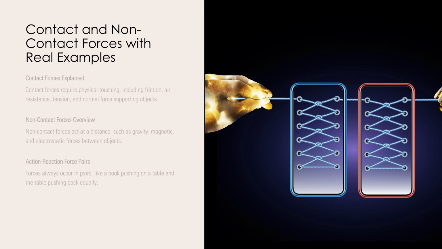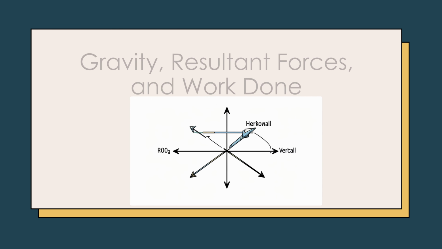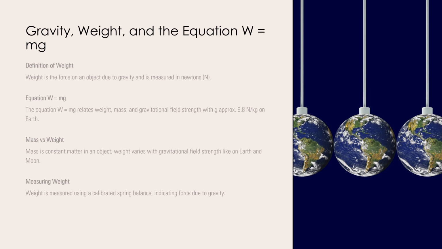Contact forces occur when objects physically touch, like friction or tension. Non-contact forces act at a distance, like gravity or magnetism. Gravity, resultant forces, and work done. Gravity pulls objects toward Earth with a strength of 9.8 newtons per kilogram.